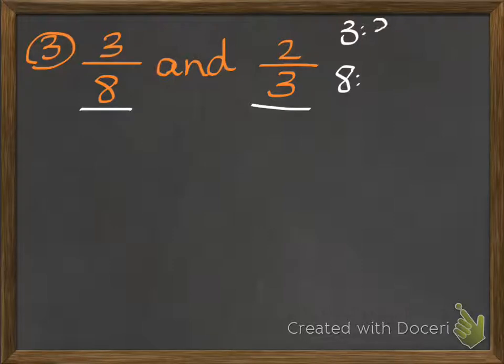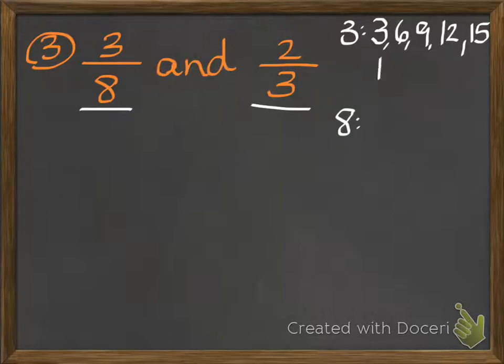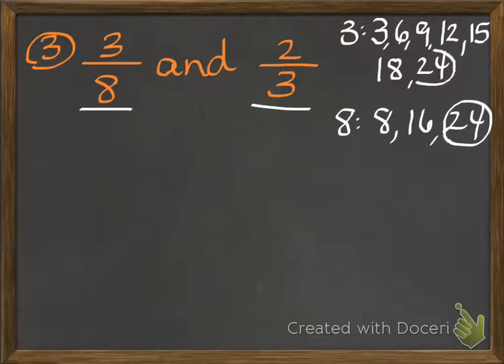The multiples of 3 are 3, 6, 9, 12, 15. I'm going to move that 8 over a little bit. 18, 24. I think I'll stop right there. The multiples of 8 are 8, 16, and 24. Oh, I see a common multiple. So 24 is going to be our new denominator.